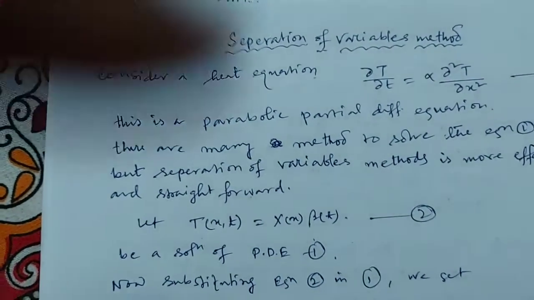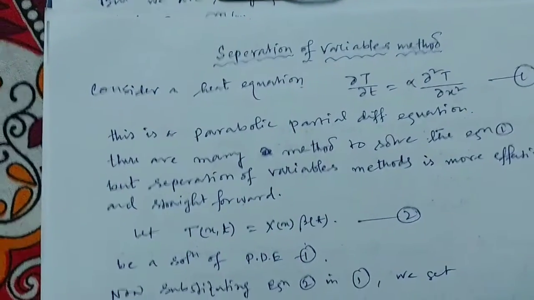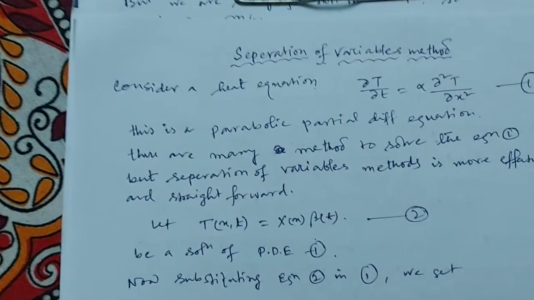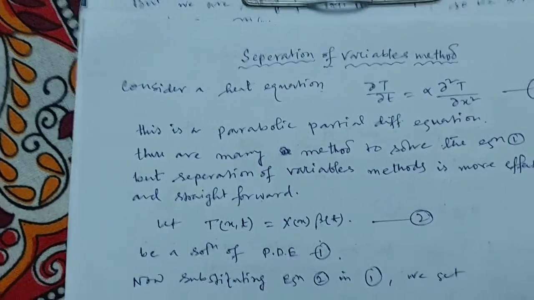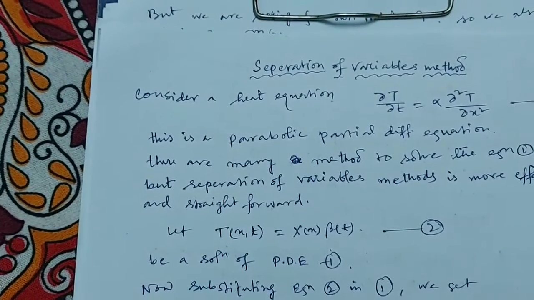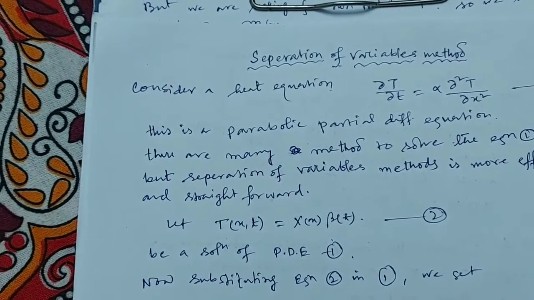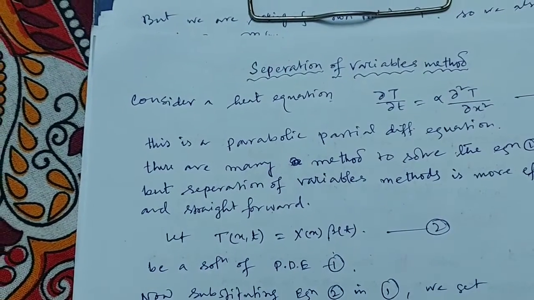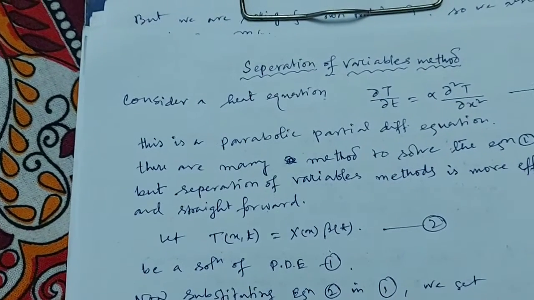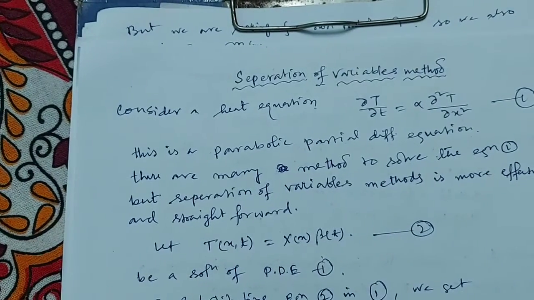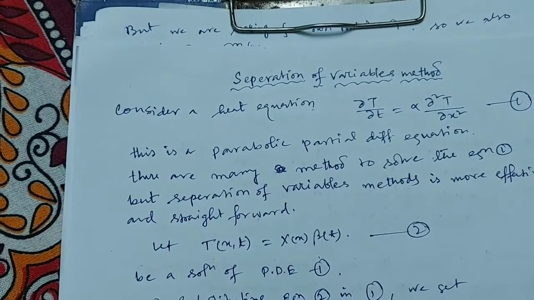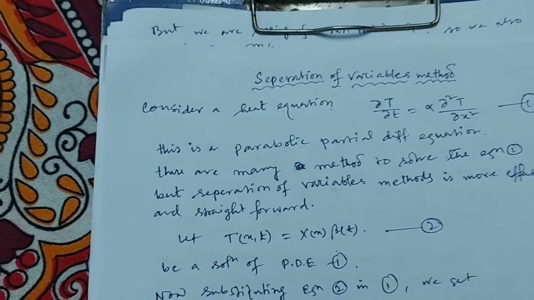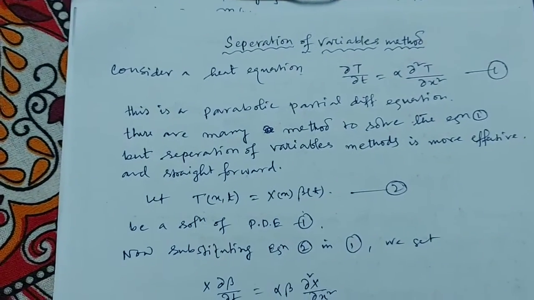So we now solve a heat equation by using the separation of variables method. First we will see and discuss this method. Consider a heat equation: del T by del t is equal to alpha del 2T by del x2. This is a heat equation. We now solve this equation by using the separation of variables method.